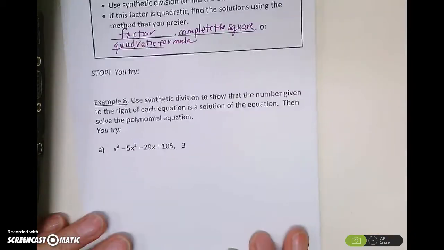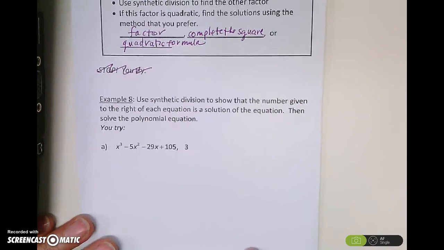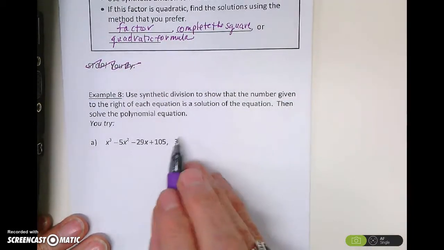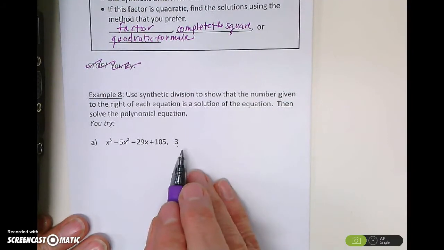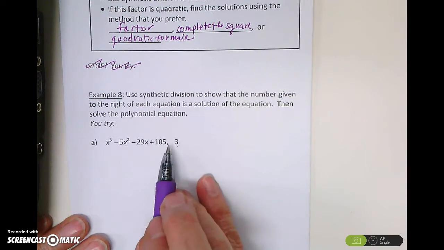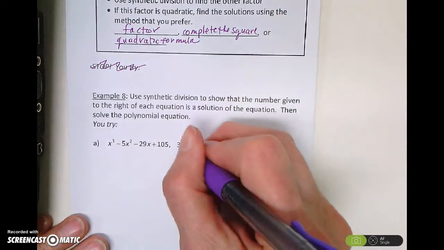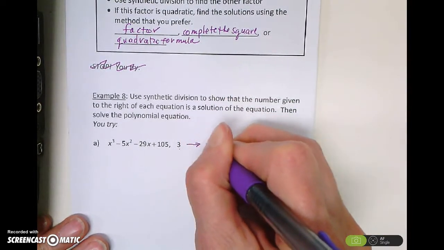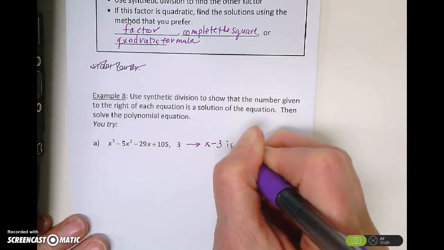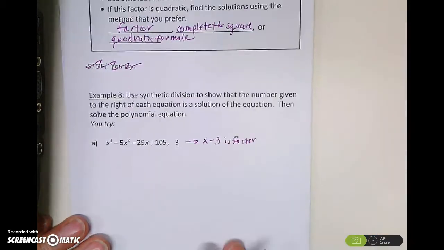All right, so let's take a look and ignore this stop. I don't know why that's there. It just happened. Example 8. Use synthetic division to show that the number given to the right is a solution of the equation. So to show it, if I'm going to use synthetic division, that means that I want the remainder to be 0. So if 3 is a solution, that's going to mean that x minus 3 is a factor, and then we're going to get a remainder of 0 here.